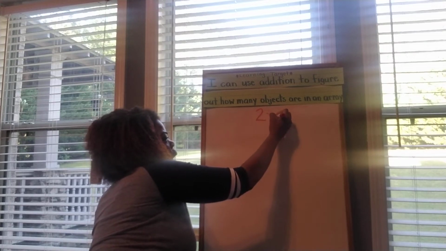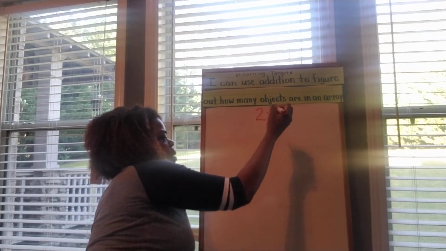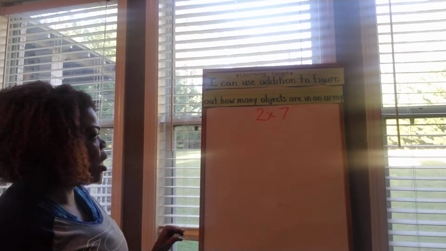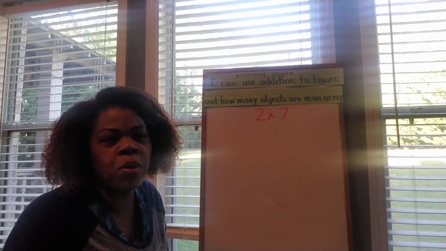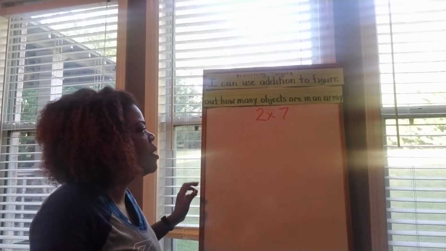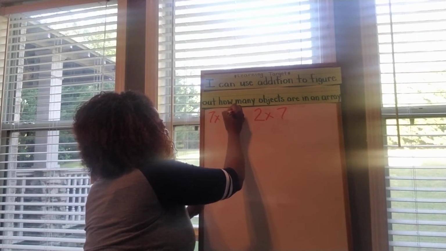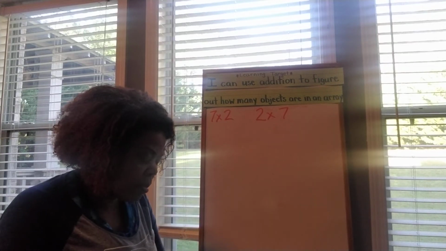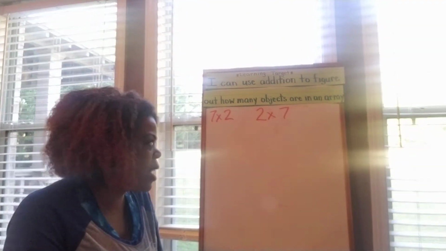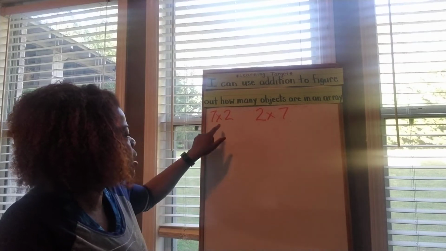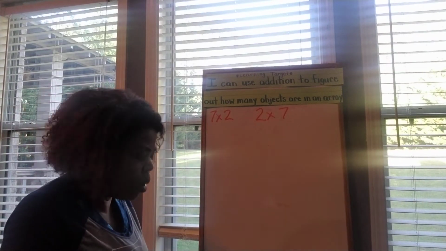2 times 7. As we talked about the commutative property, 2 times 7 is the same thing as what? 7 times 2. 7 times 2 and 2 times 7 will give us the same answer. What are these two numbers called, the 7 and the 2?